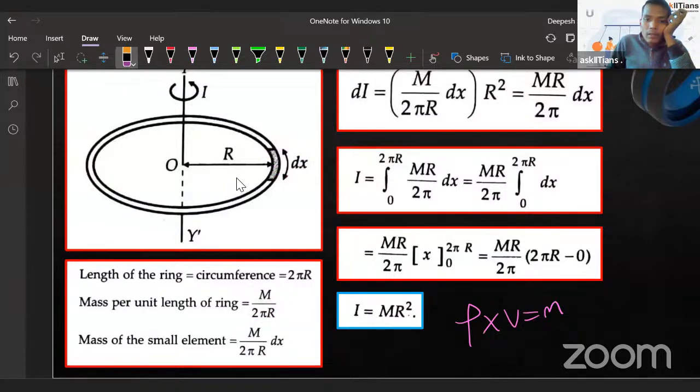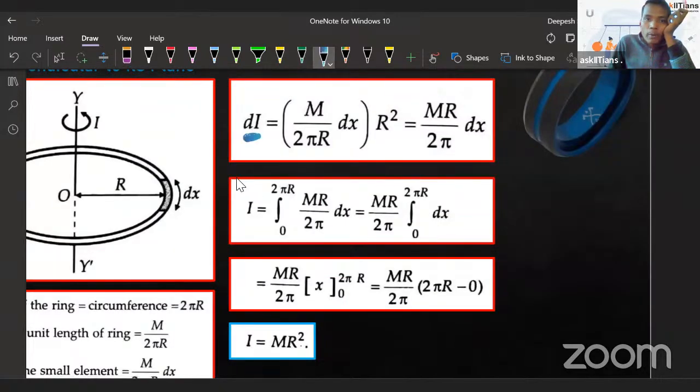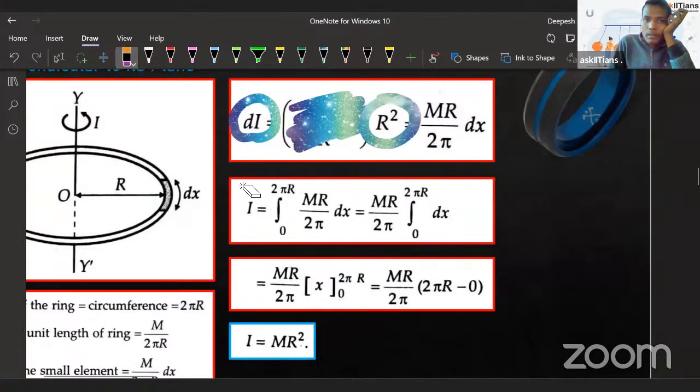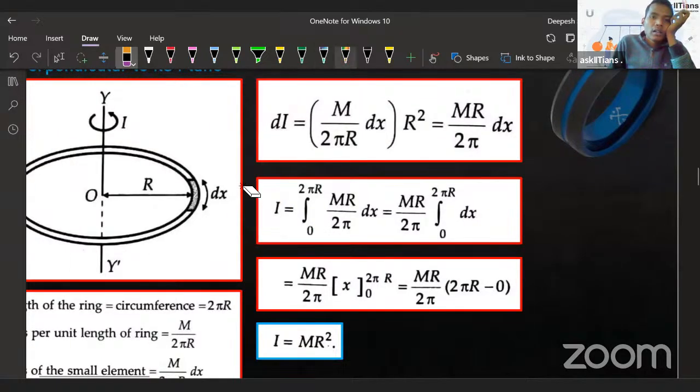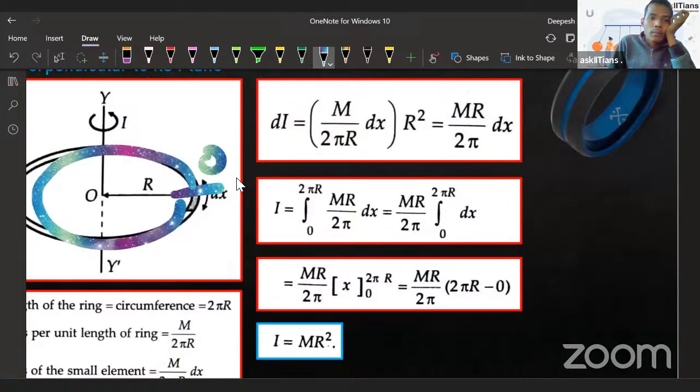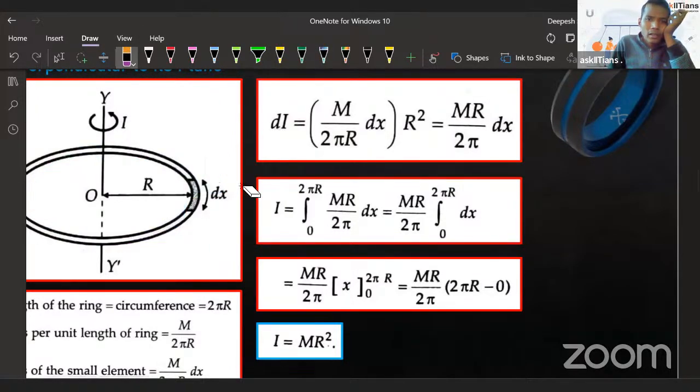Once I'm done with it, it's very easy. For a very small section, the moment of inertia equals mass into r square. Now just integrate it from 0 to 2 pi r. Why 0 to 2 pi r? Because you start from here, say at 0, take a whole turn and come back, and the distance covered is 2 pi r. Do that, and you will simply get the answer as mr square.